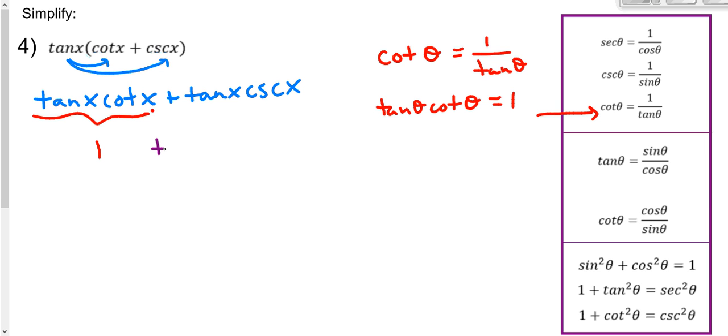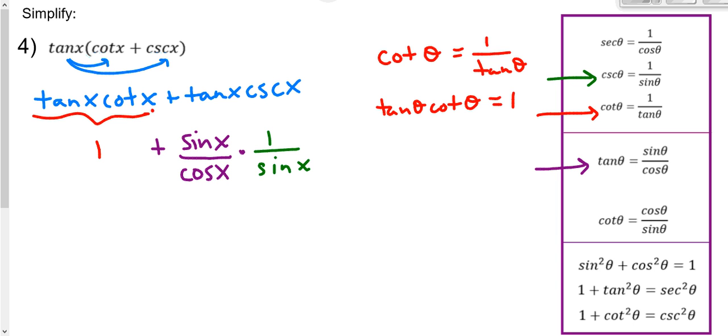Even though the problem doesn't say we have to, now we know that that is a strategy that can be helpful. So we know that tangent x is going to be sine x over cosine x. It doesn't matter if you use x or theta or whatever letter, all the same concepts apply. And we know that cosecant x is 1 over sine x. Notice that we have a sine x that we can cancel from the top and the bottom. So at this point we have 1 plus 1 over cosine x.